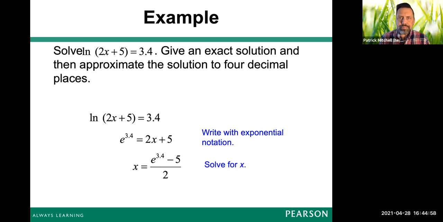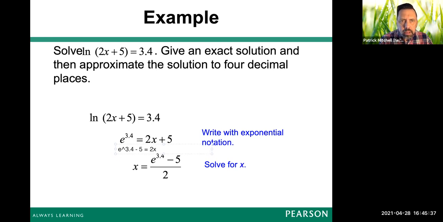And then they kind of did two things in one here. First, subtract 5 from both sides. You know what? Maybe it would be a good idea to write that in. All right, I'm not going to try to make it look super fancy. e to the power 3.4 minus 5 equals 2x. And then divide both sides by 2. And that will give you your exact solution, which is e to the power 3.4 minus 5 all over 2.